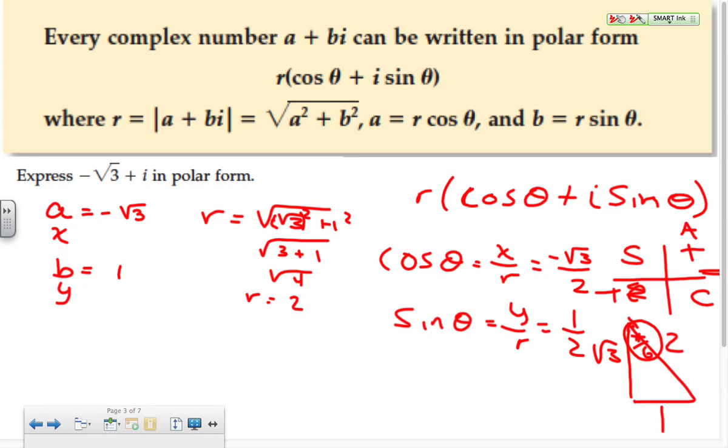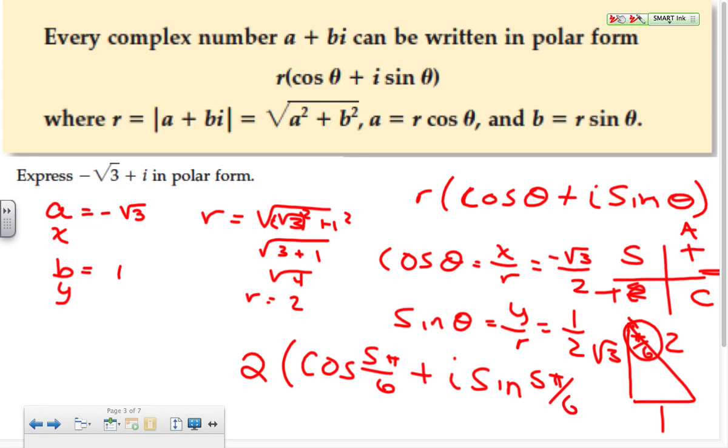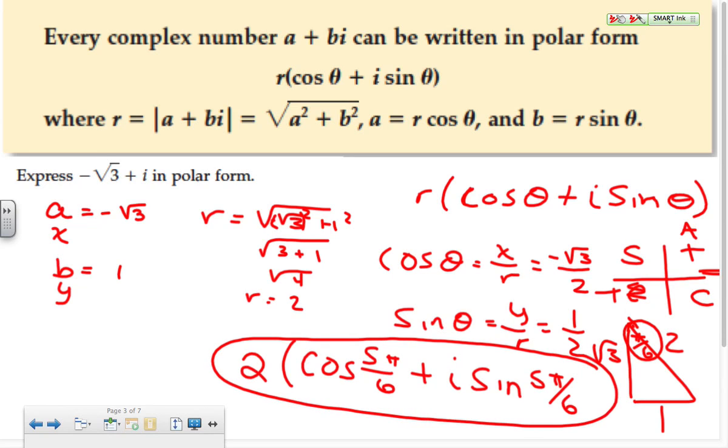So my answer for this problem and how it has to be written is 2 times the cosine of 5 pi over 6 plus i sine of 5 pi over 6. And that's how I have to leave it. This is considered polar form, and that's how I have to leave the problem.